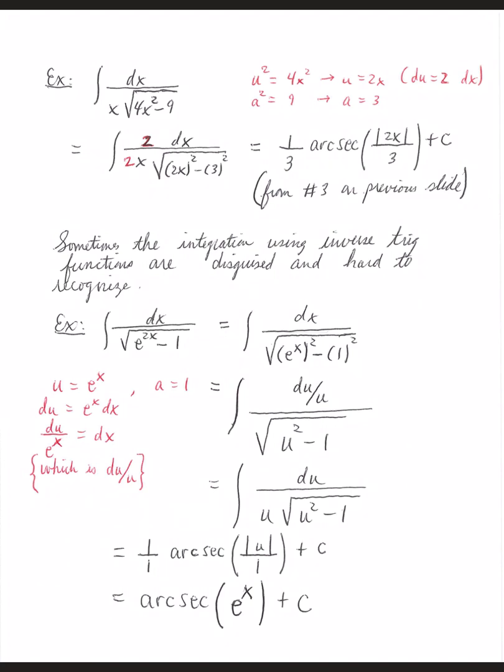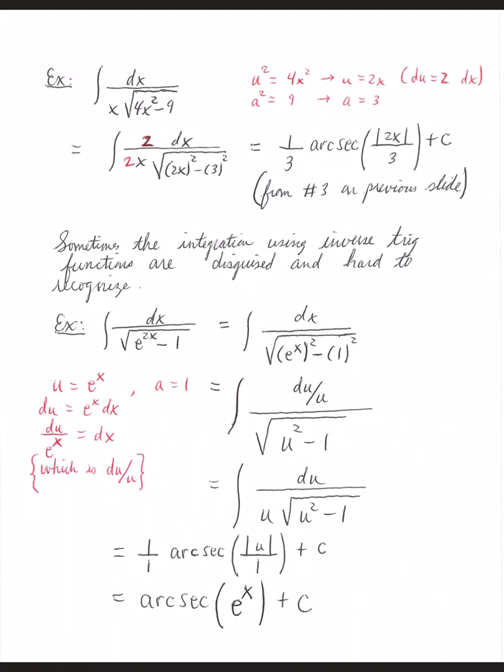Sometimes integrals that use inverse trig functions are disguised really well, and sometimes they're hard to recognize. We're going to do a couple of examples where that's the case. In this problem, we have 1 over the square root of e to the 2x minus 1. This one kind of fits the case of u squared minus a squared.